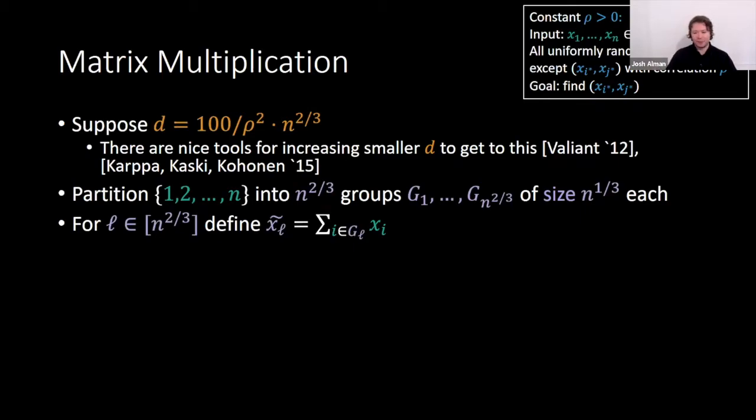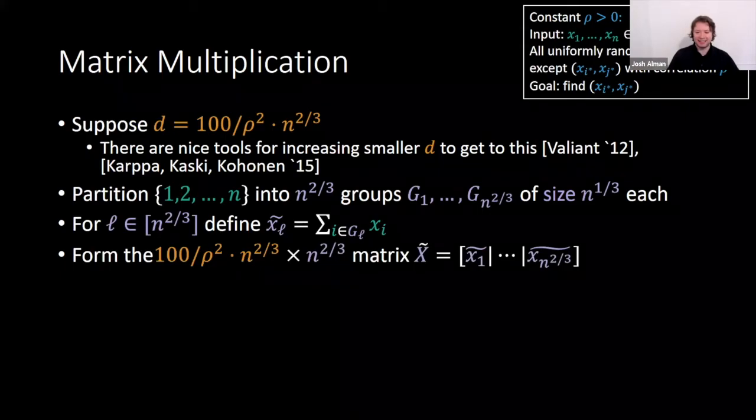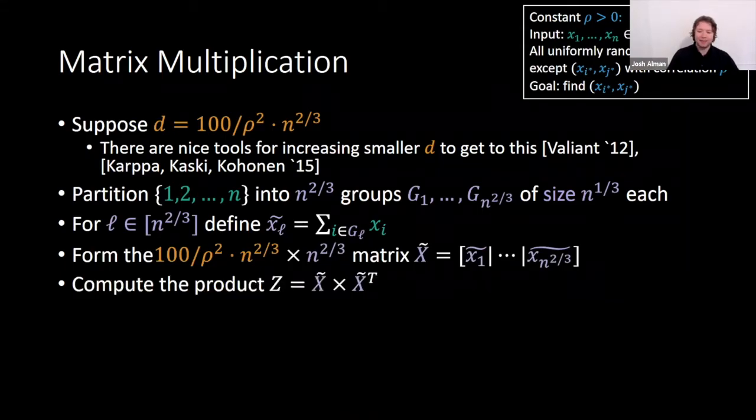So the algorithm is, again, we're going to form the n to the 2/3 by n to the 2/3 matrix, which you get by concatenating all these group vectors, and then compute that times its transpose.